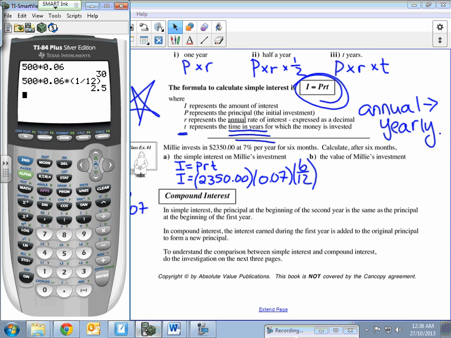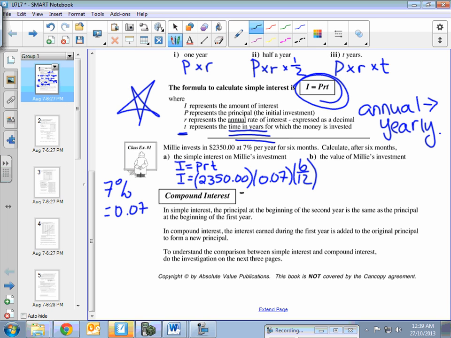Okay, so in our calculator, you go 2,350 times 0.07 times, let's go 6 divided by 12. That'll be consistent with what I wrote down. Enter. 82.25. So I equals 82.25. So this is the amount of interest she earns.